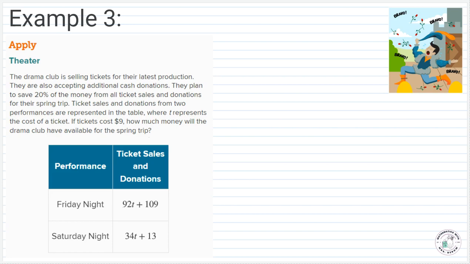So we have Friday night's tickets, so 92T plus the 109. 92T plus 109. And then we're adding Saturday night's ticket sales to that too. So the 34T plus 13. So step 1, we're going to add these linear expressions. Again, I like to just drop those parentheses and combine like terms.